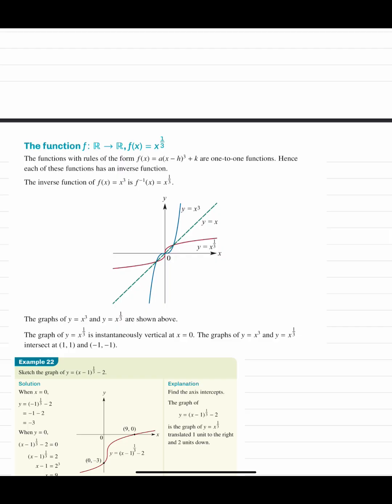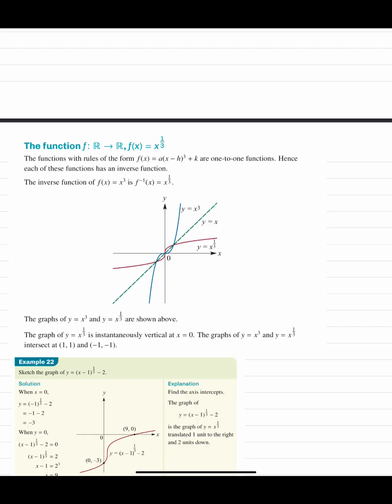So let's talk about its domain and range. Because the simple cubic here is one-to-one, the domain of the inverse will be the range of the original, which is all real numbers. And the range of the inverse function will be the domain of the original. It's still going to be all real numbers, which means the domain and range are all real numbers if not restricted.